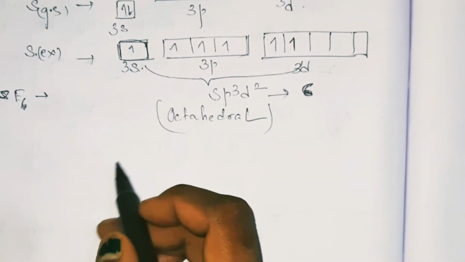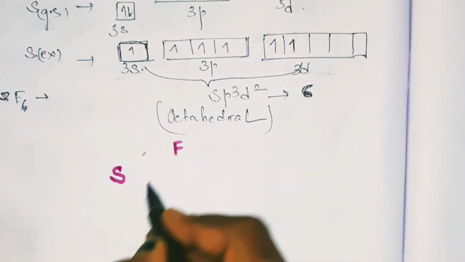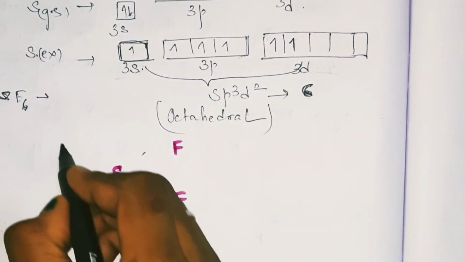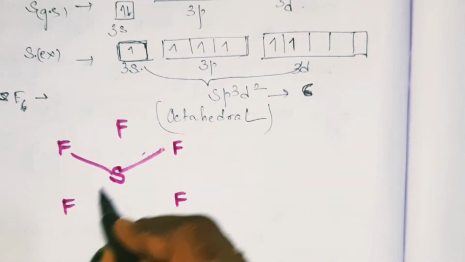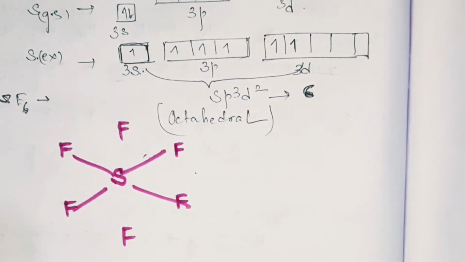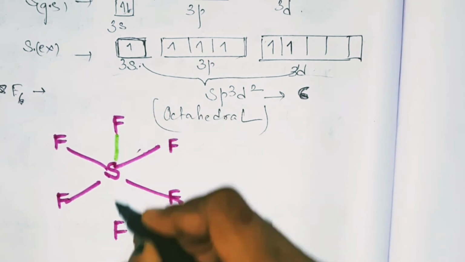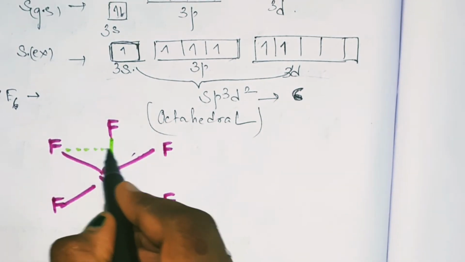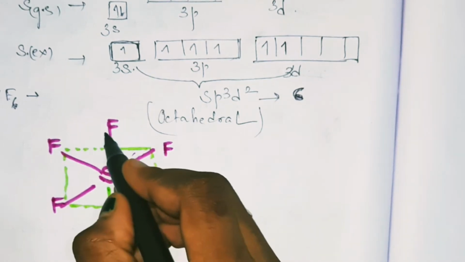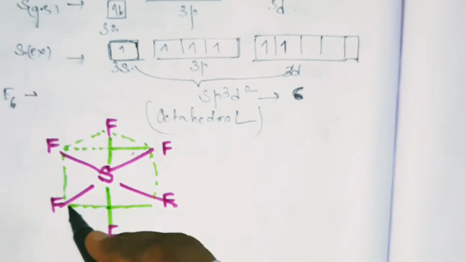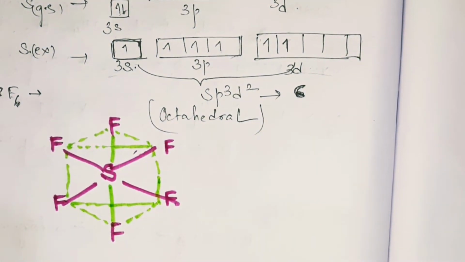So how do we draw this one? We will draw this like this. See, this is your sulfur, this is your fluorine, fluorine, fluorine, fluorine, this fluorine, this fluorine. This will be the shape. Okay, see, this is the 3D picture of this. Is it not looking like an octagon? So that's why we say it to be octahedral.